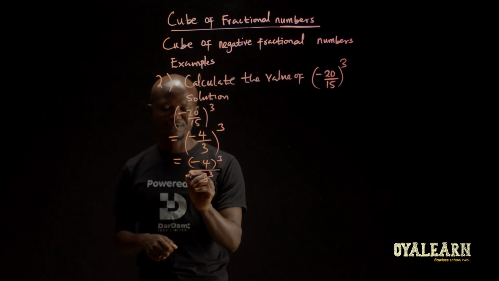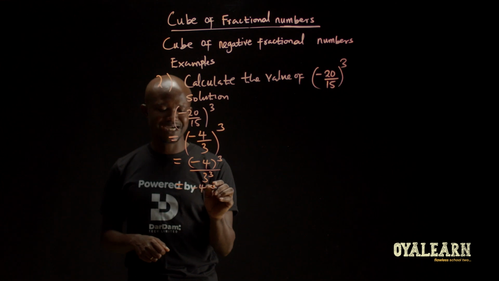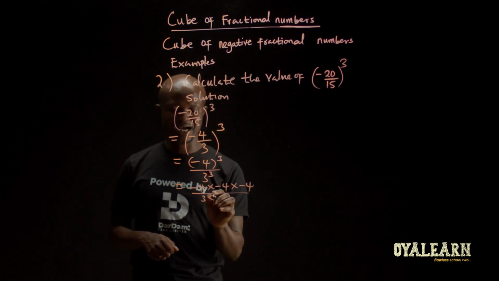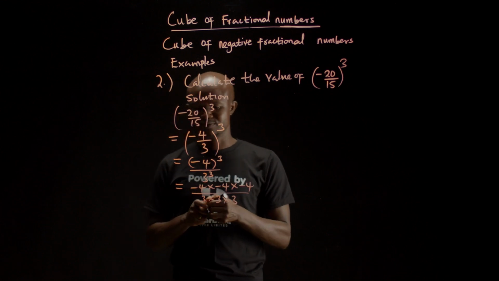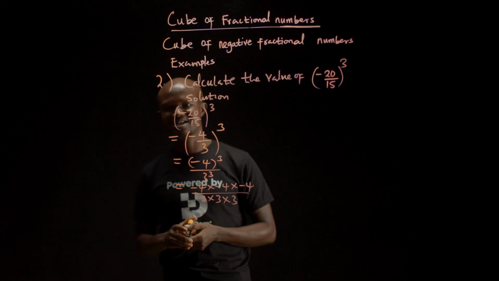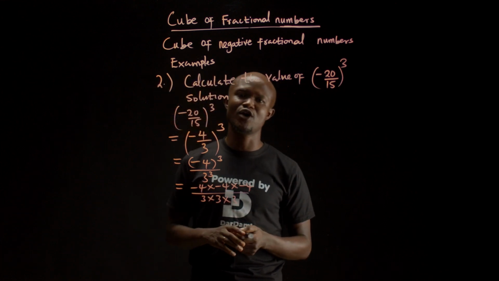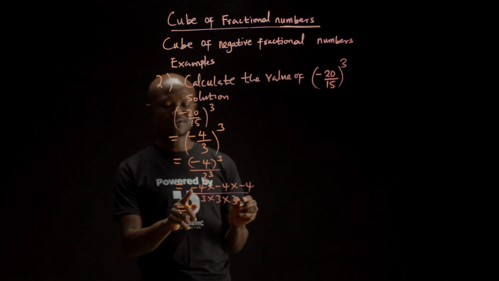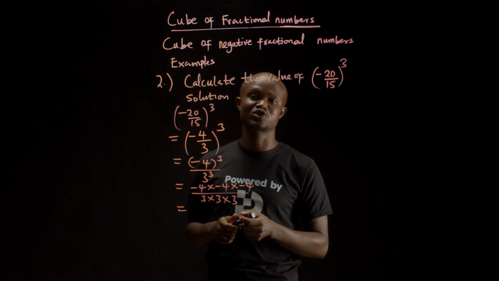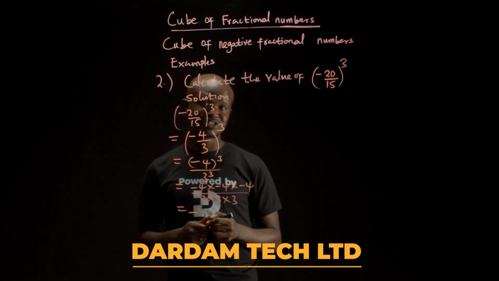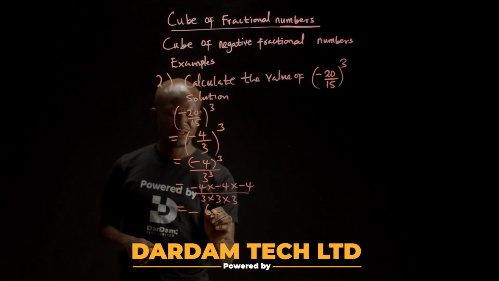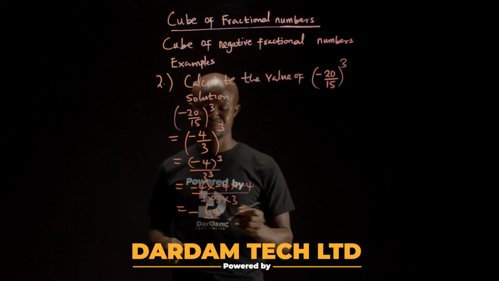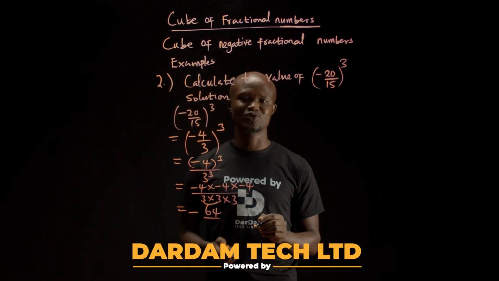Now, what do we have from here? We can simplify this: minus 4 times minus 4 times minus 4, divided by 3 times 3 times 3. Now, 4 times 4 is 16, and 16 times 4 will give us 64. Minus times minus is plus, and plus times minus will give us minus also. So the result is going to be negative. So we have minus 64 divided by 3 times 3, which is 9, and 9 times 3 is 27.